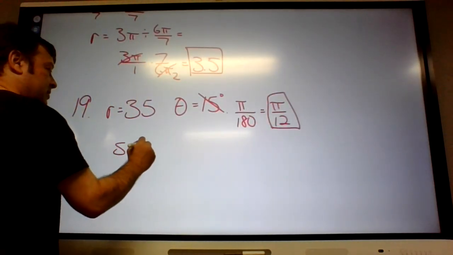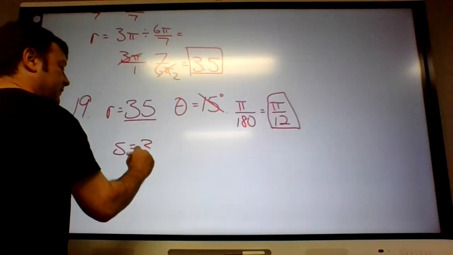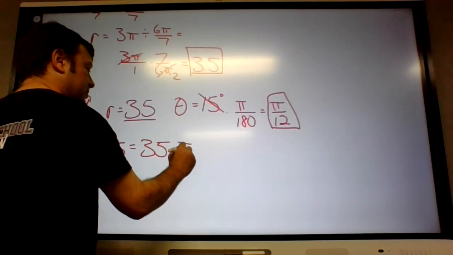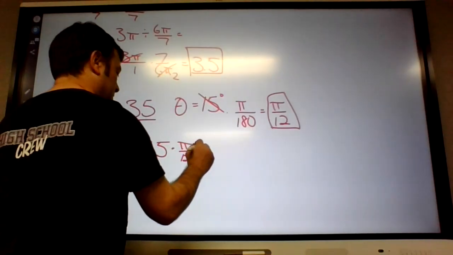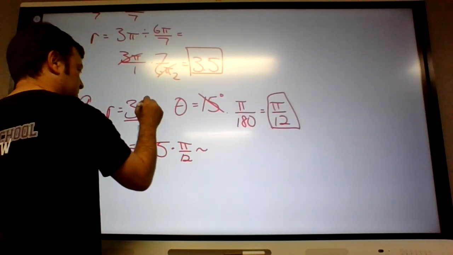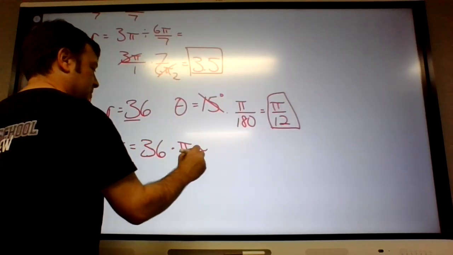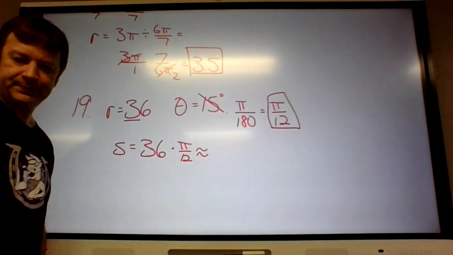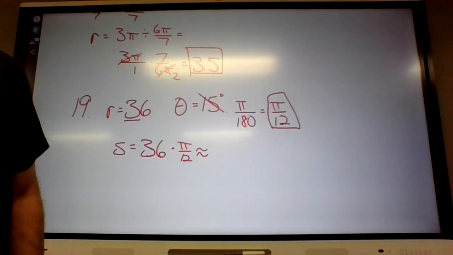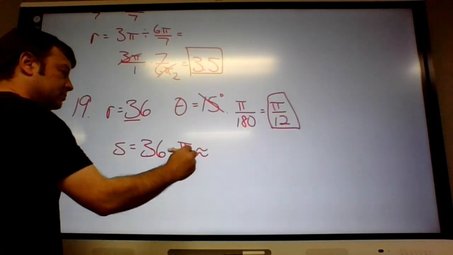So the arc length is 36 times pi over 12, which is about 3 pi, 9.4.